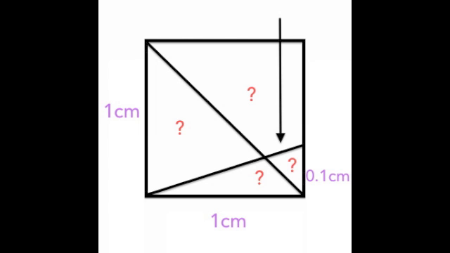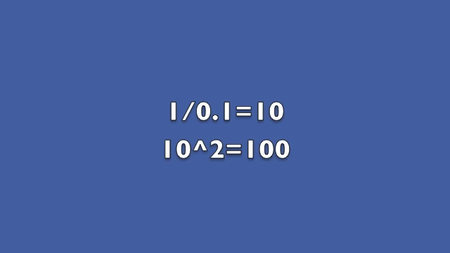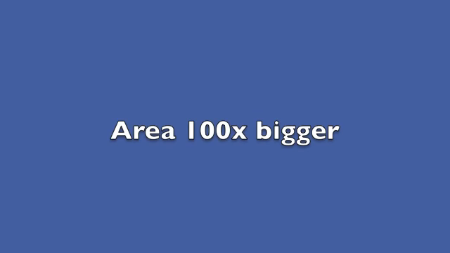Now, let's move the first line on the right side of the triangle down so that the height of the smallest triangle is 0.1 centimeters instead of 1 centimeter. Right away, we can see that there are 2 similar triangles in this situation, with 2 corresponding side lengths. We know that the larger triangle's side length is bigger by a factor of 10. That means that the area will be bigger by a factor of 100.